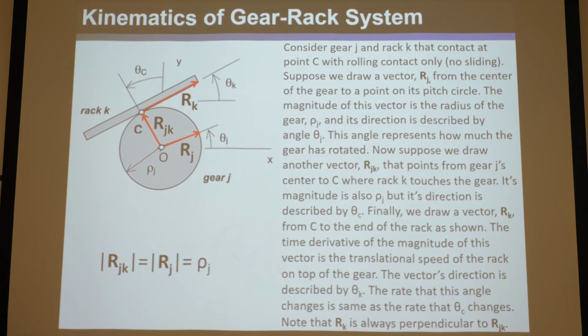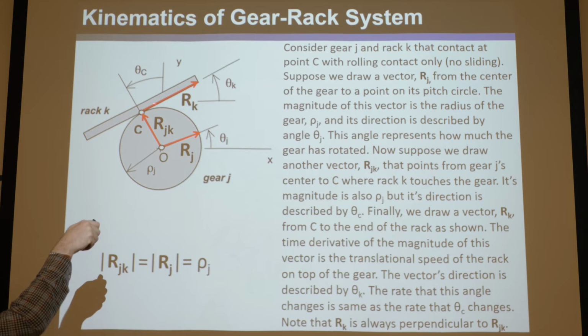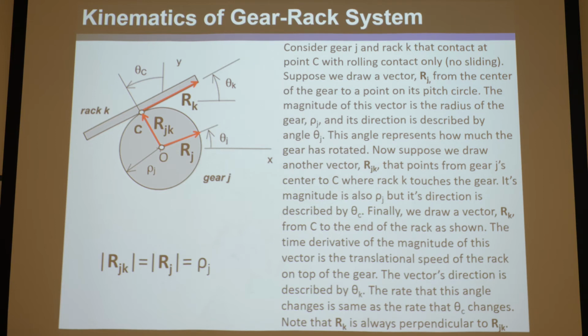The rate this angle changes is the same as the rate that theta c changes. So notice omega k and omega c, or theta k prime and theta c prime, are the same because this is always forced to be 90 degrees, or perpendicular, pi over 2. And so as theta k changes, theta c is going to change the exact same amount. The rate that they change is the same. And notice that rj and rjk both are just rho j. So now you kind of understand this.